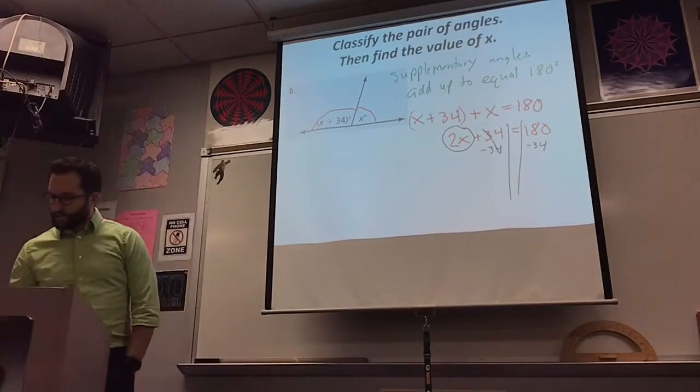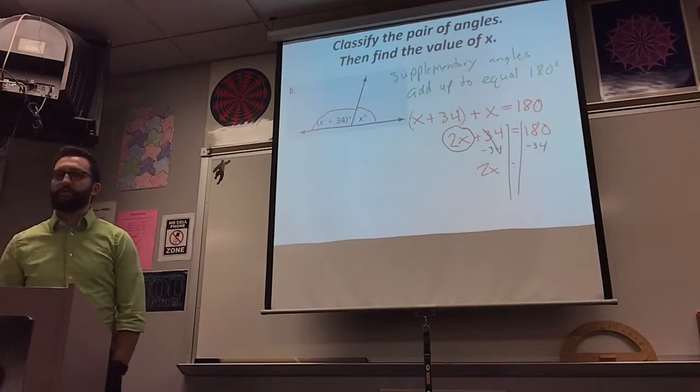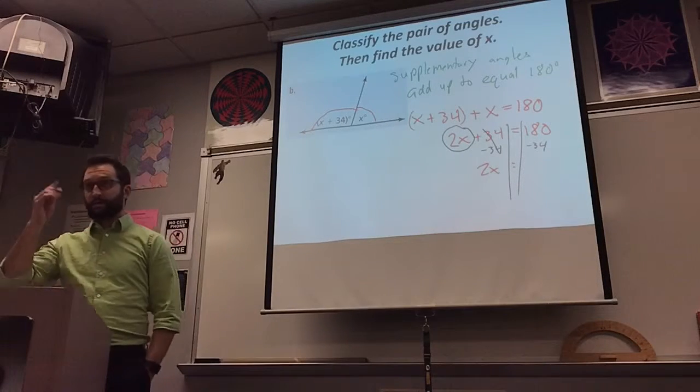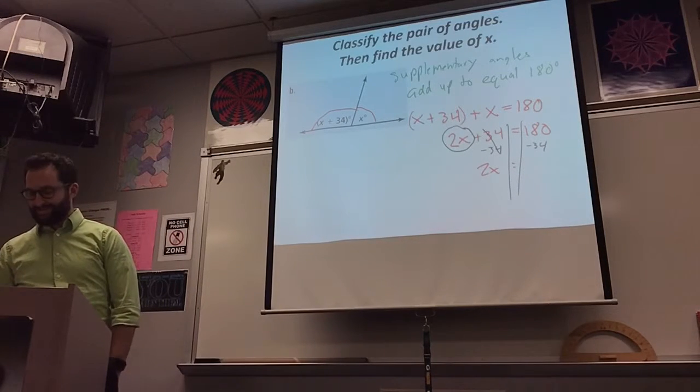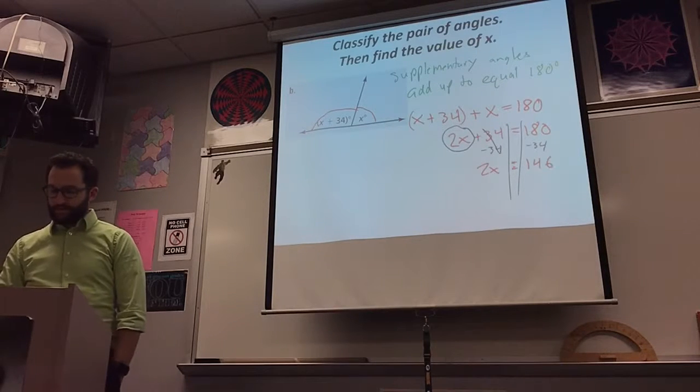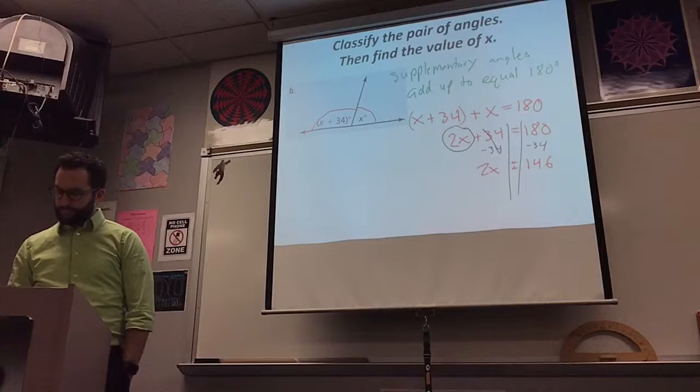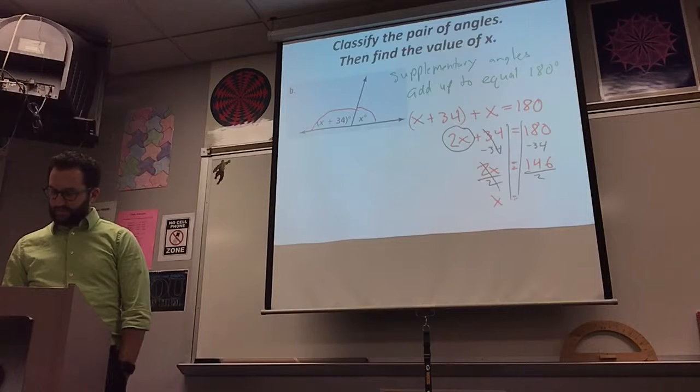Okay, and so I'm left with 2x. Somebody with a calculator, let me know what 180 minus 34 is. 146. Wait, what? 136 or 146? 146. Okay, and then I need to divide both sides by 2. So x equals 73 degrees.